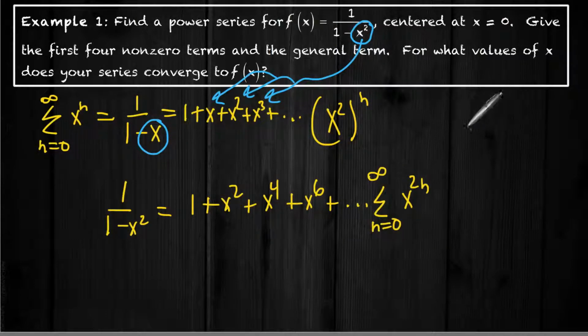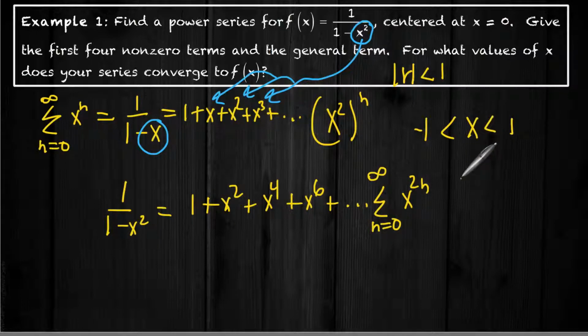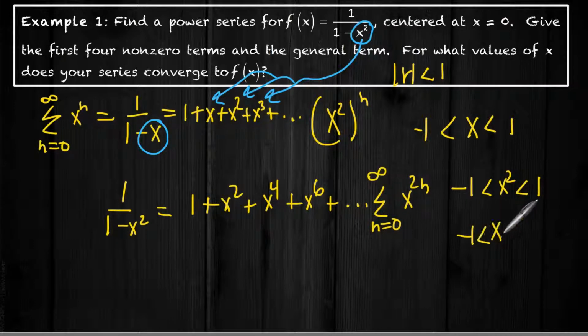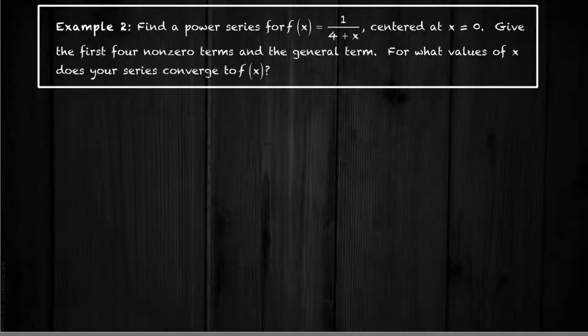And normally this will converge as long as the x is between 1 and negative 1, and that is part of the properties of the geometric series. The absolute value of r must be less than 1, which means r must be between negative 1 and 1. And so if we're just replacing x with x squared, then that means that x squared must be between 1 and negative 1, which means still x must be between 1 and negative 1.